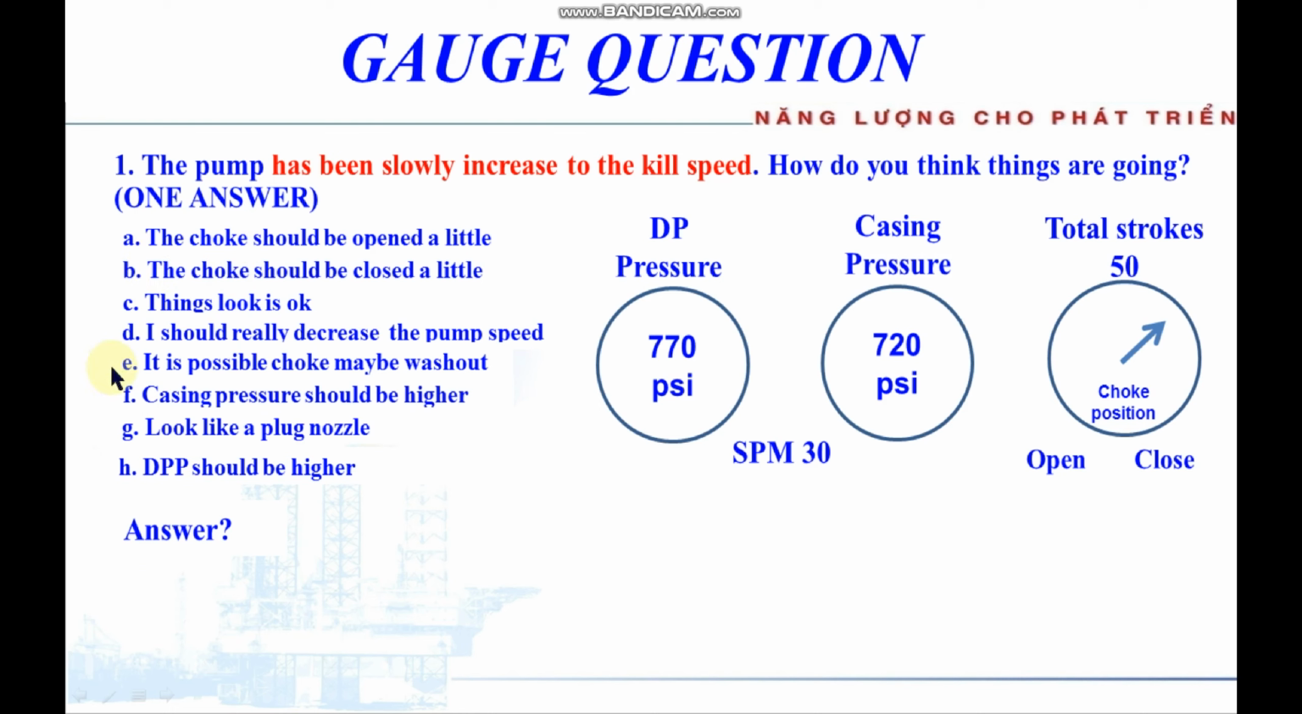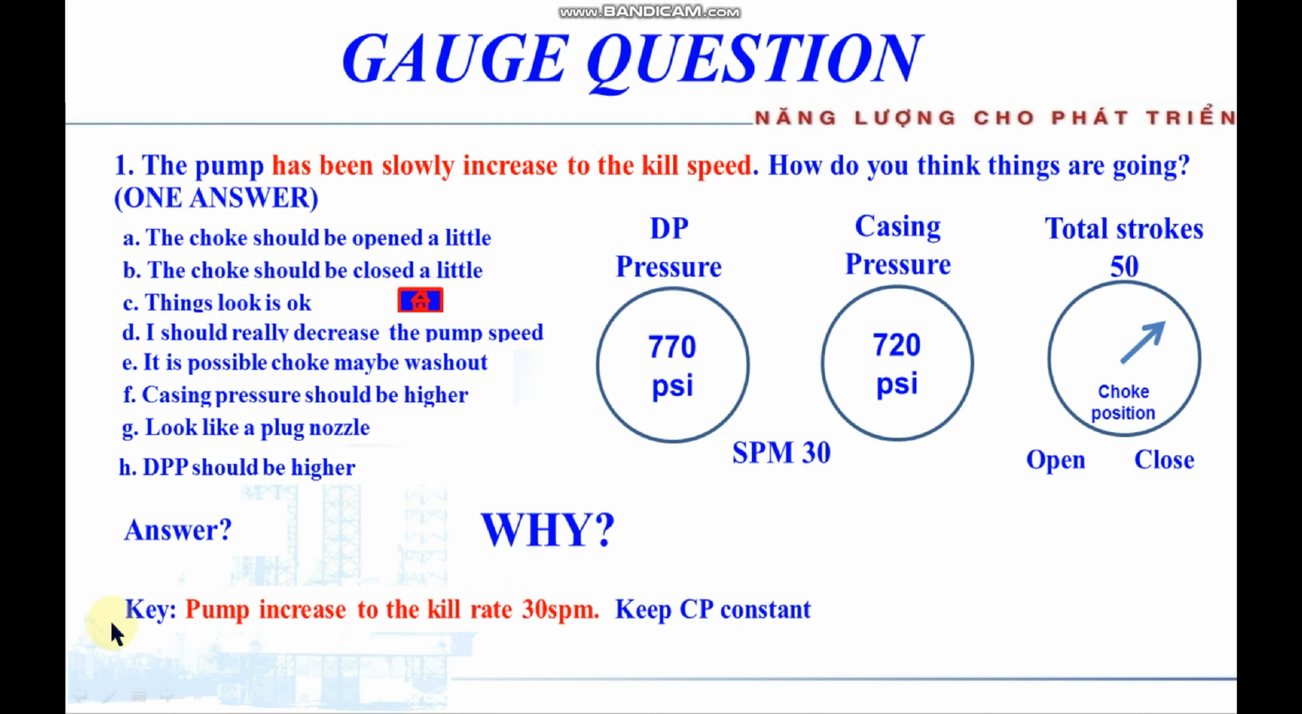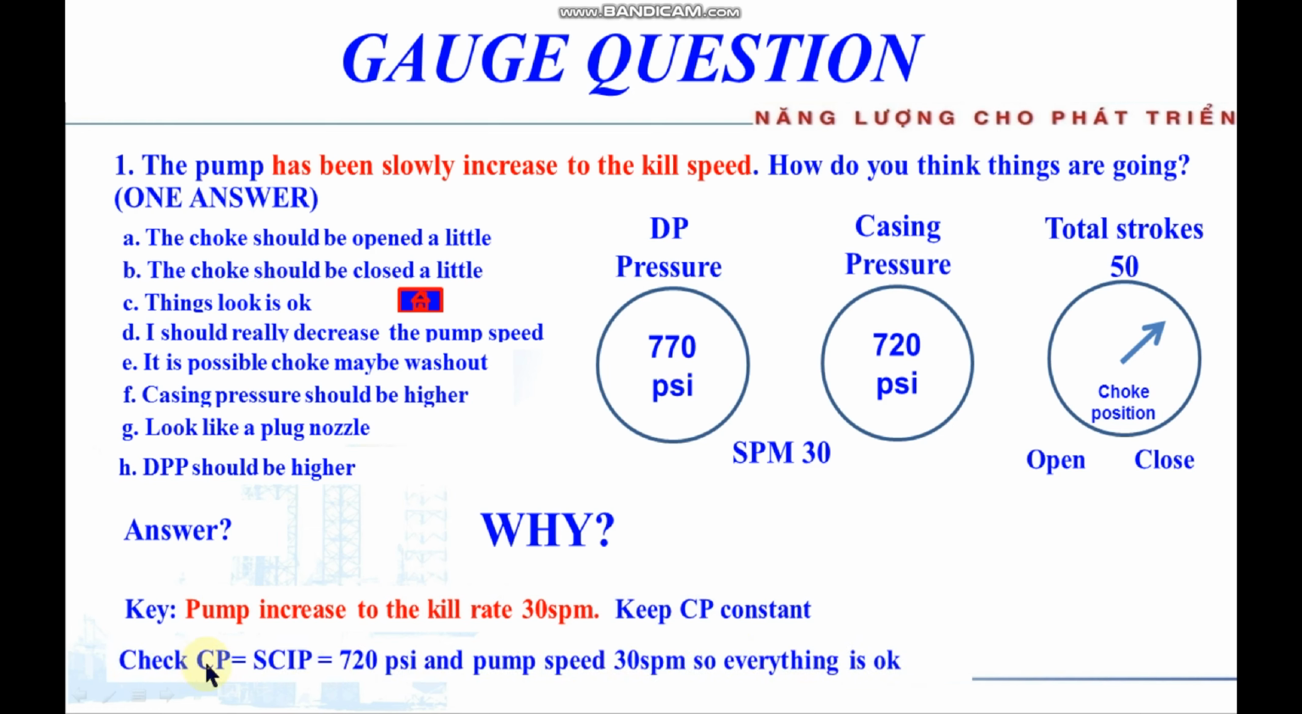Answer. Which one is the correct answer? C. Things look okay. Why? The pump is increased to kill rate, 30 strokes per minute, keeping casing pressure constant. Check casing pressure equals shut-in casing pressure 720 psi and pump speed is 30 strokes per minute, so everything looks okay.